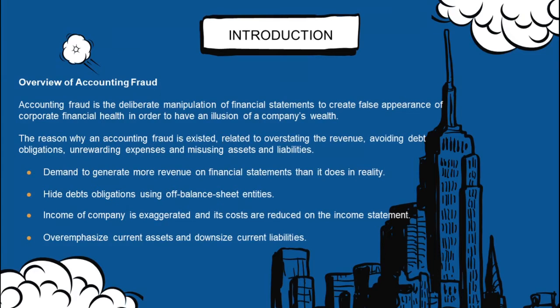The main actors involved in misleading investors and shareholders are employees, accountants, or the organization itself, including the top management team. Therefore, the reasons why accounting fraud exists are related to overstating revenue, avoiding debt obligations, unrecording expenses, and misusing assets and liabilities. The Enron scandal is one of the most famous examples of accounting fraud in history.